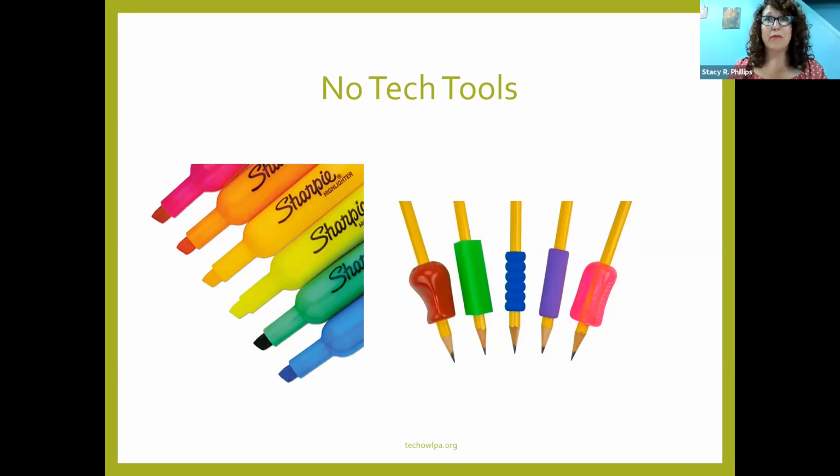So even colored paper can be used as a no-tech assistive technology tool. On the left, there are various highlighter markers. And on the right side of the screen, there are five different pencils with different style pencil grips. These are really easy to help someone who has a fine motor difficulty. Sometimes even larger pencils with the pencil grip really help children who are having a hard time writing so that they can easily hold those pencils. So this would be considered no tech.